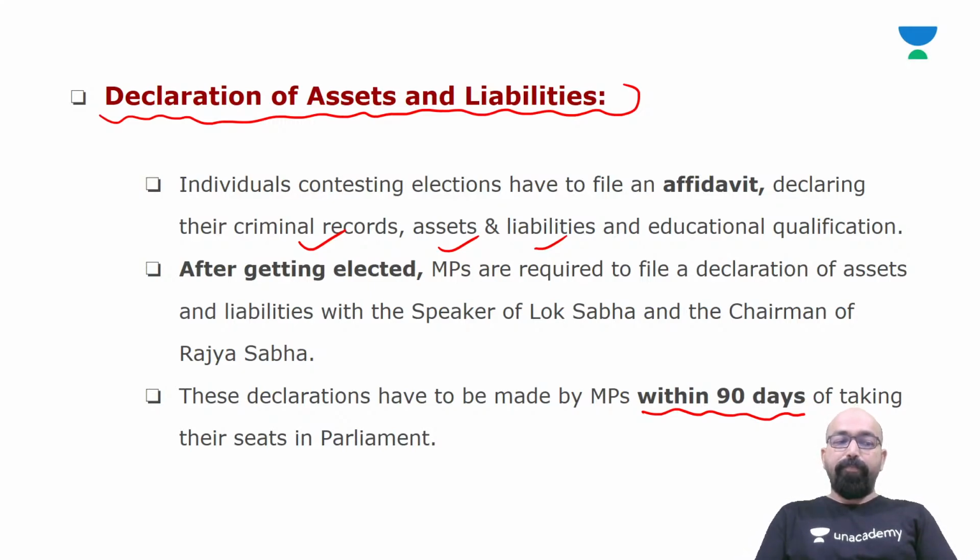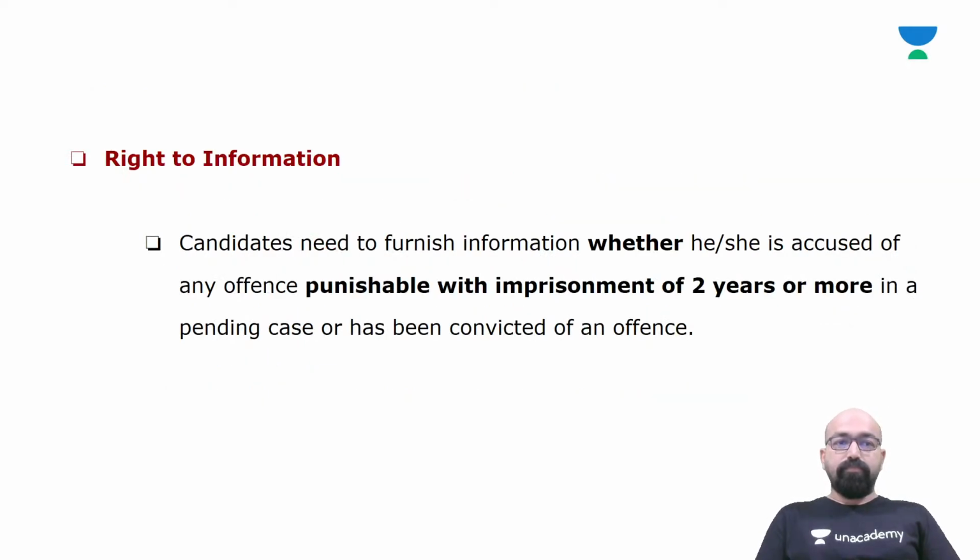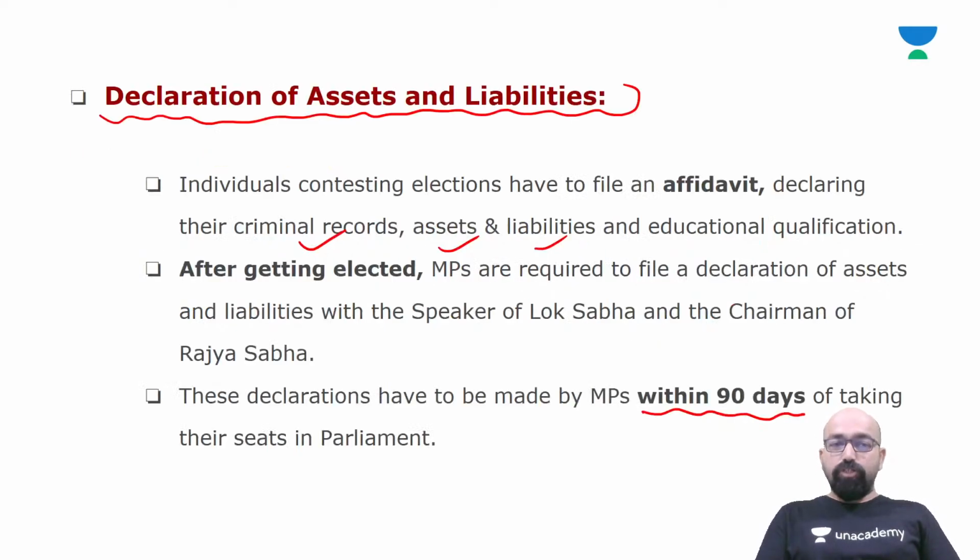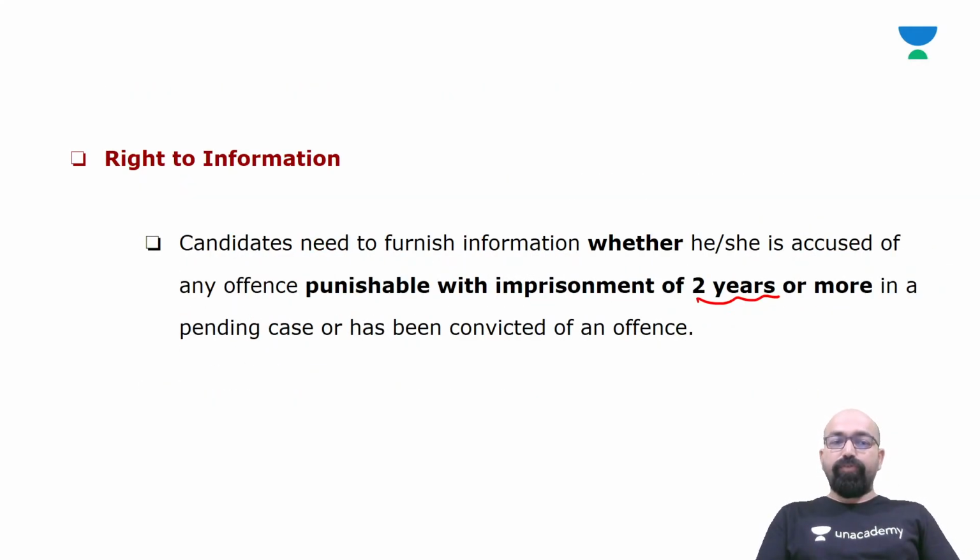Now, right to information. A candidate needs to furnish information on whether he or she is accused of any offense punishable with imprisonment of 2 years or more in a pending case, or has been convicted of an offense. This is also a clause mentioned in the RPA 1951.